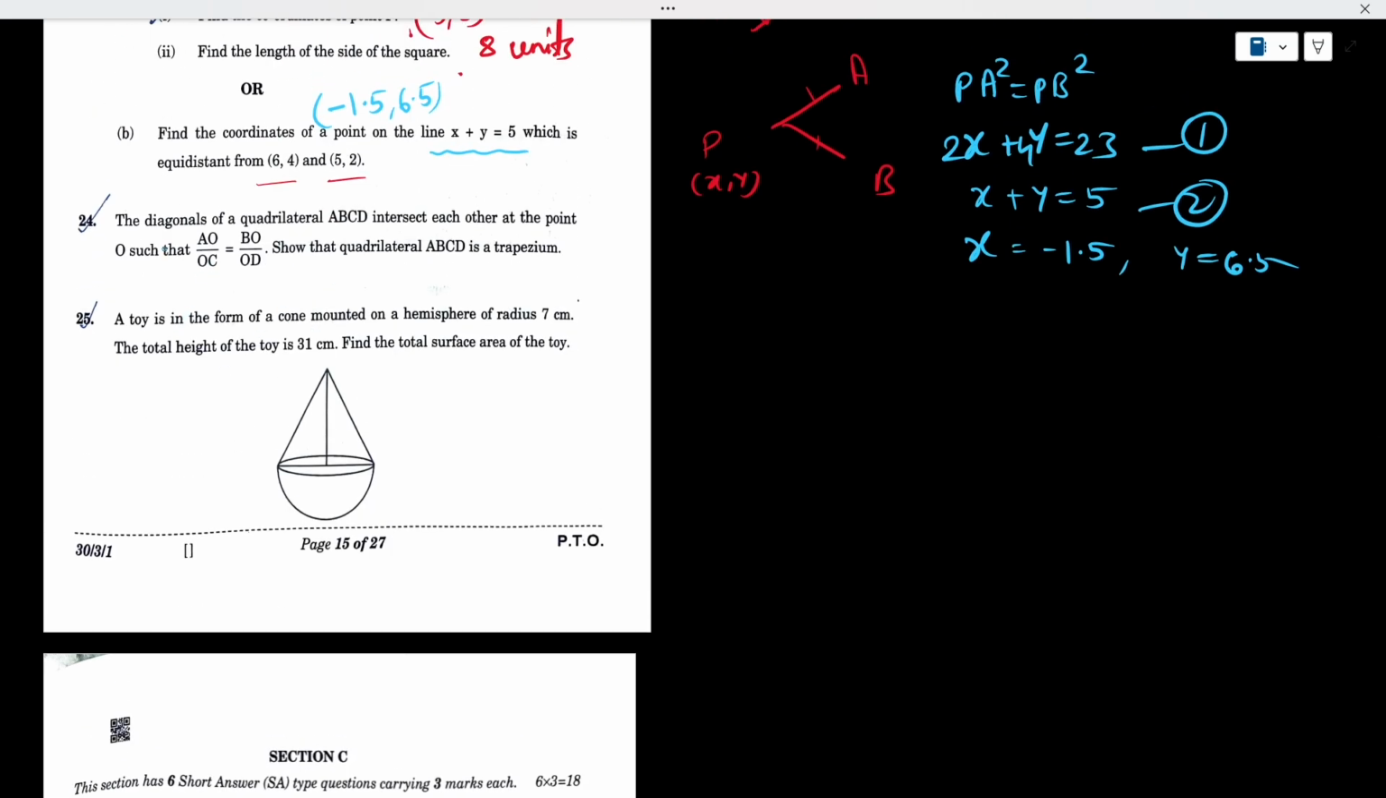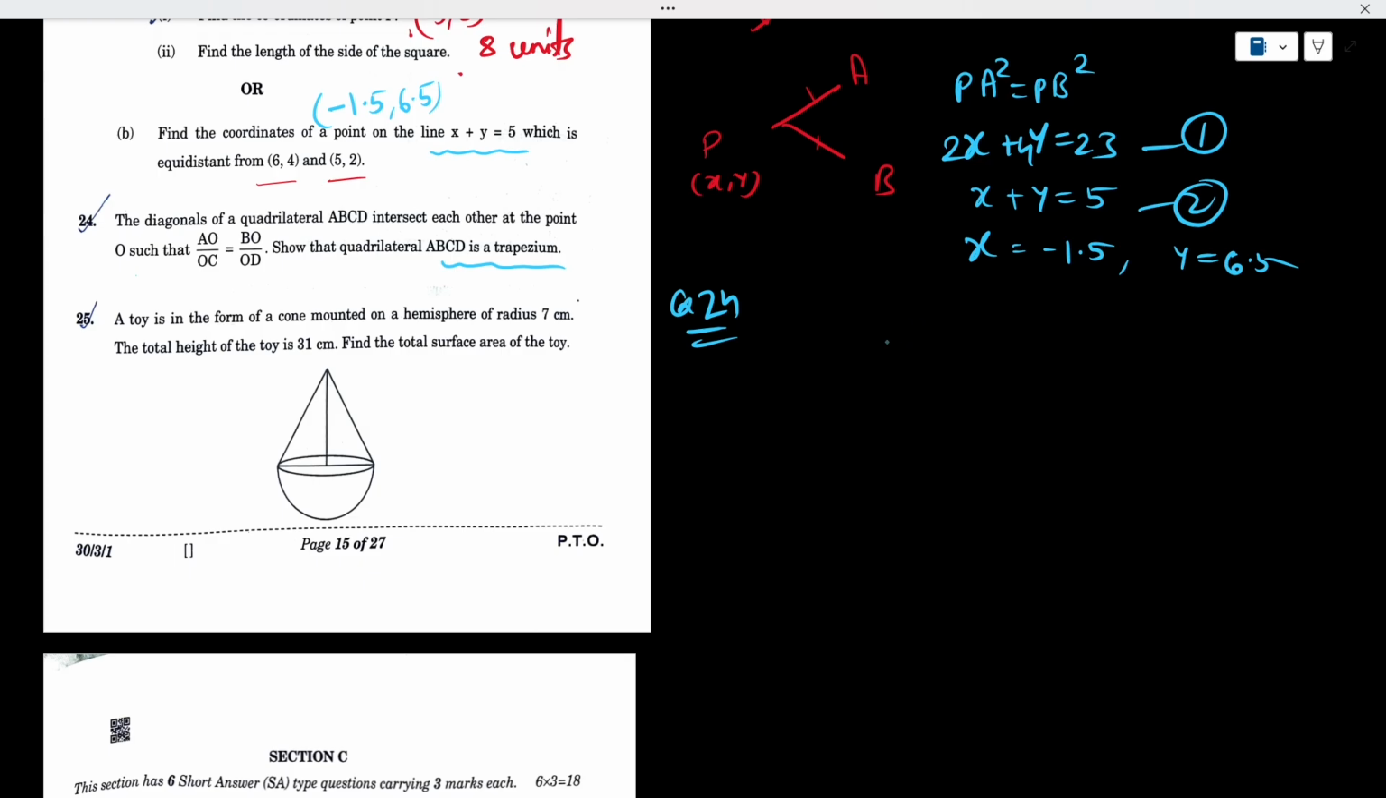Now question number 24. This is a quadrilateral whose diagonals intersect each other at a point O, such that AO by OC is equal to BO by OD. Show that it's a trapezium. To show that, I should know that in a trapezium, one pair of opposite sides is parallel.